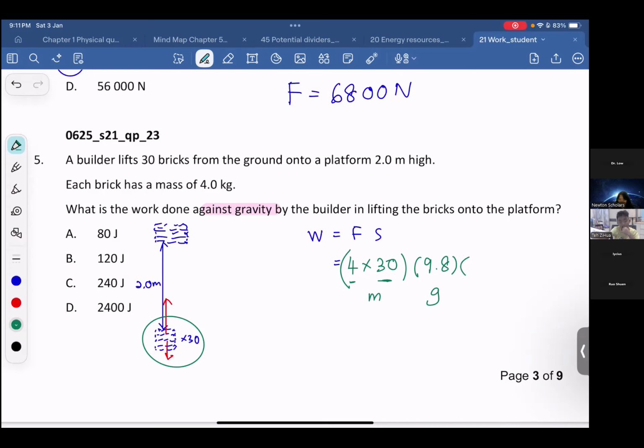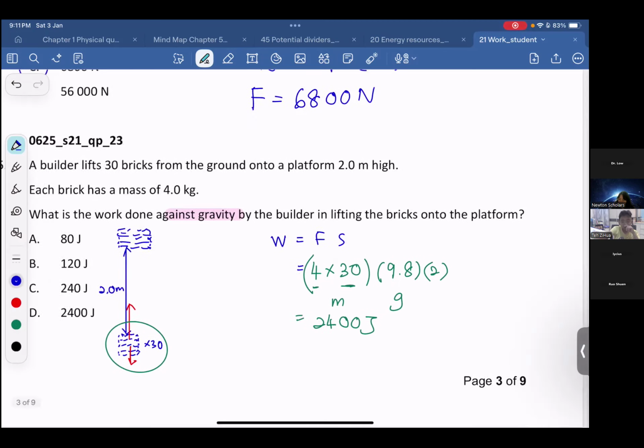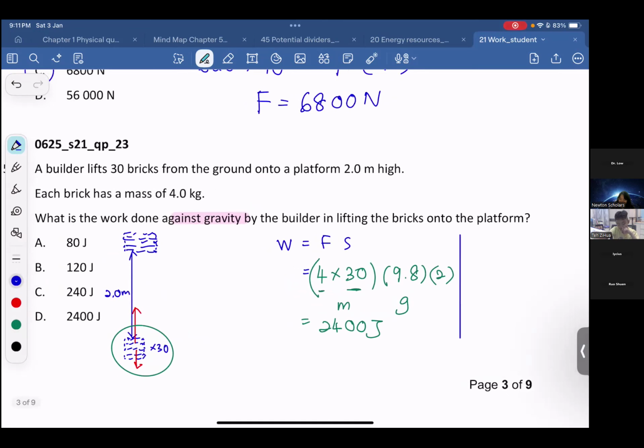Then here distance is 2. So at the end, your answer should be 2,400 joule. Okay, this is the correct answer. Another way is still against gravity. It lifts up, am I right? Lift, okay, lift. So keyword here is lift.